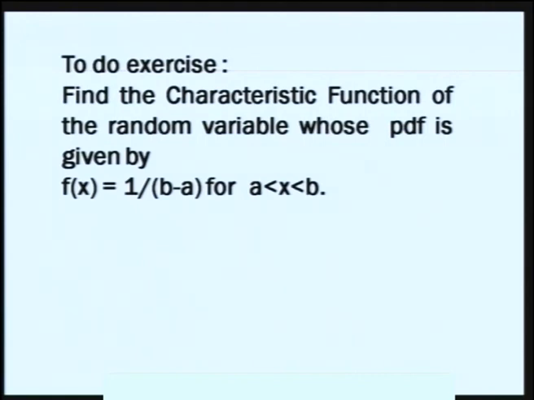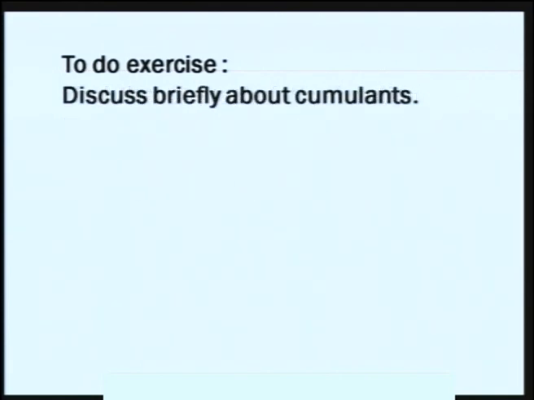Based on this discussion in this session, you can do an exercise of finding the characteristic function of the random variable whose PDF is given by f of x is equal to 1 by b minus a for a less than x less than b. This is the uniform distribution. Also, you can find out the mean and variance from the characteristic function. Based on the cumulants, you can have the question as discussed briefly about cumulants.